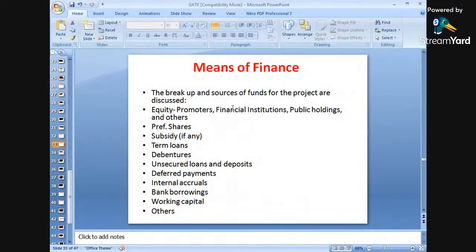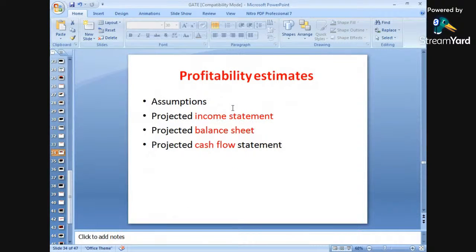Next is what are the means of finance? What are the different means? We have already covered this in the previous slides also. Now, profitability estimates and assumptions, that is the projected income statement, projected balance sheet and projected cash flow statement. So these are the profitability estimates: an income statement to be prepared, and a balance sheet showing how much amount has been incurred in particular activities and how much remains in balance. So this project balance sheet has to be prepared, and the cash flow statement.